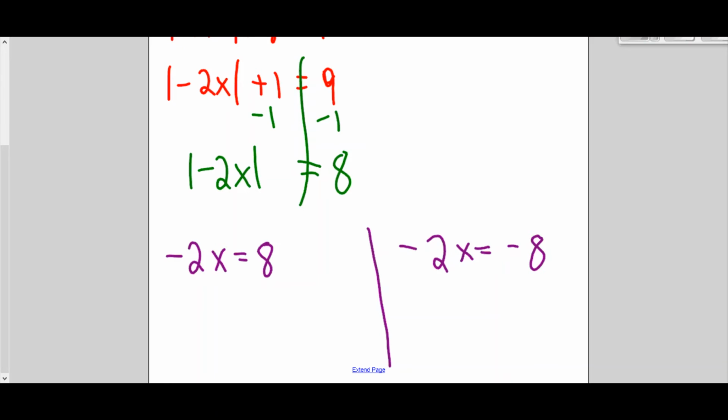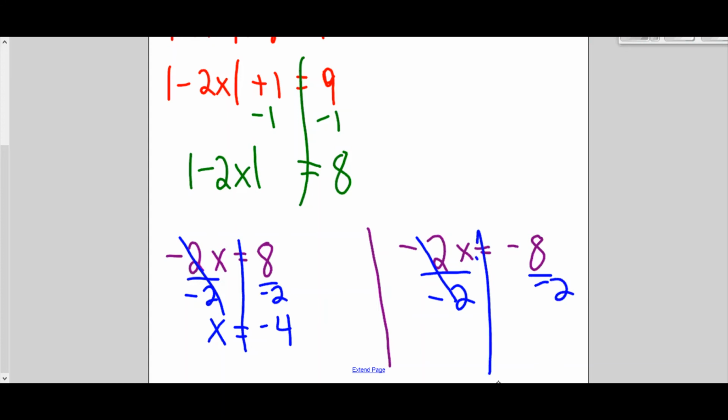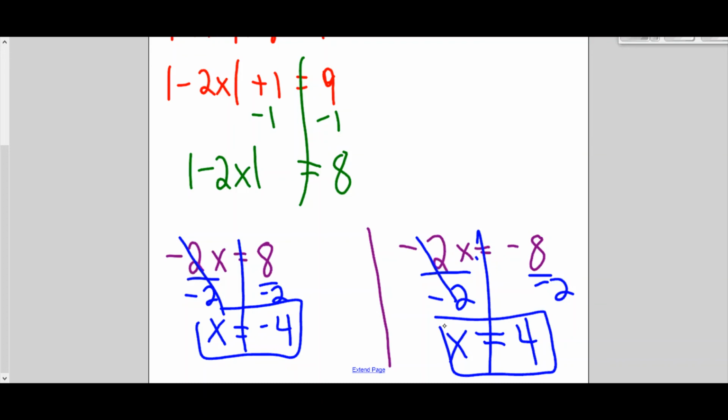I'm going to solve by dividing by negative 2 here. So I get x is negative 4. Now the other one, I'm going to divide both sides by negative 2 again. So this gets me x equals 4. So my solutions are x is 4 or x is negative 4. Those are the two solutions.